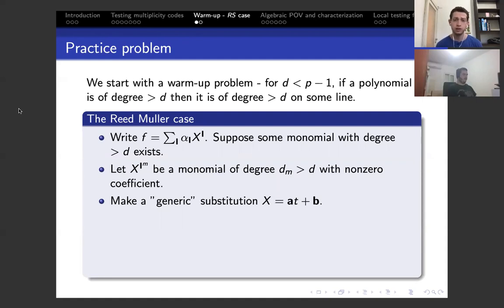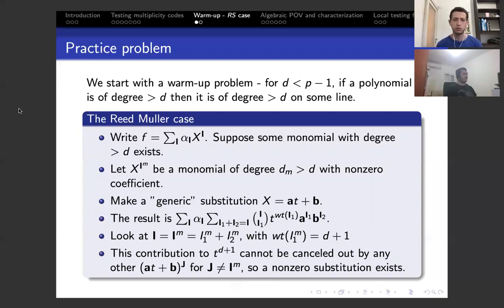If we show that this polynomial is non-zero for some a and b, then we found an a and b which define a line, and the restriction to this line has degree larger than d. So let's write out the restriction and simplify.